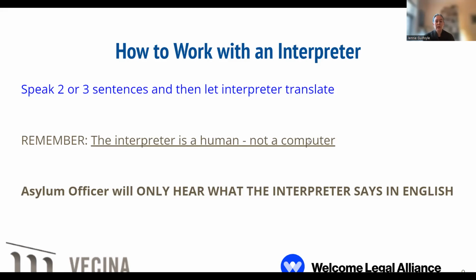So it's, again, really crucial to work in advance with the applicant and the interpreter to get them used to each other and to get them used to doing this. And it feels awkward to speak 2 or 3 sentences and stop, but it's really crucial to do that. You really want to make sure that the officer hears everything that the applicant says as much word for word as is possible.